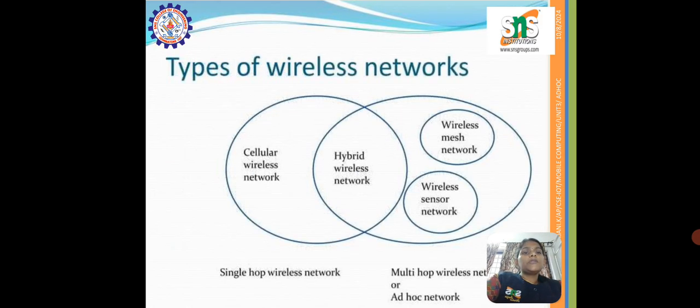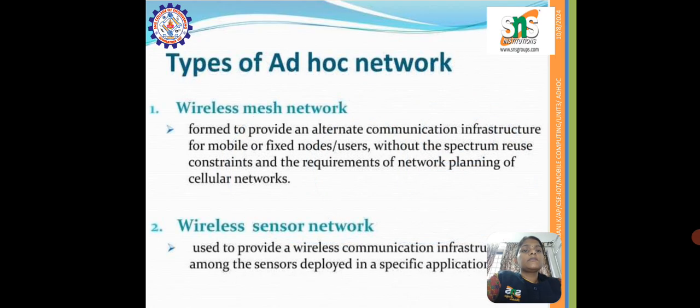These are the types of networks. First we saw the cellular network, then the hybrid wireless network, then wireless sensor networks and mesh networks. These are divided into single-hop wireless networks and multiple-hop wireless networks or ad hoc networks. So the hybrid, wireless mesh and sensor networks are said to be ad hoc networks. There are two types of ad hoc network: one is the wireless mesh network and another is the wireless sensor network.